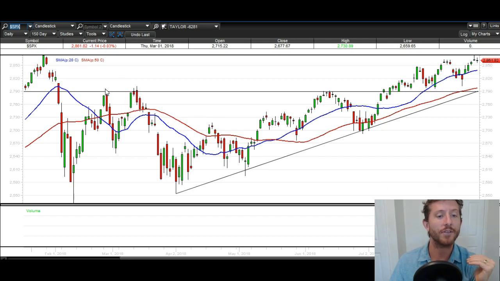So here's that resistance level right here, right there, right there. We broke over it here. So now this level is going to be a level of support, all right? Right around 2790 to 2800 on the S&P 500.